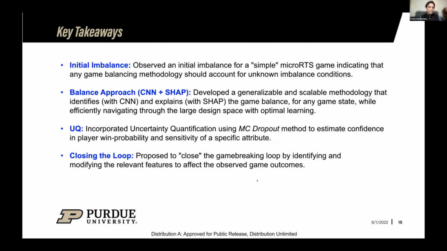And at the end, the key takeaways from this are that we saw an initial imbalance, and whenever you are designing a game, you should pay attention to this initial imbalance, because even if you think everything is balanced, it may not be the case. Secondly, our team came up with a very generalizable and scalable methodology that includes CNN and SHAP, which predicts and explains the game balance for any game state and efficiently enables us to navigate through the large design space, which is one of the challenges for the mission engineering and design domain. And then we were able to incorporate uncertainty quantification and close the loop by identifying some of these relevant features.